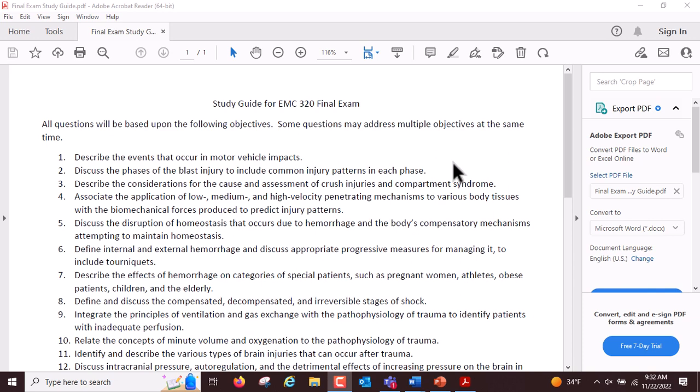So when we're talking about events that happen in a motor vehicle accident, basically what we're looking at are multiple impacts.